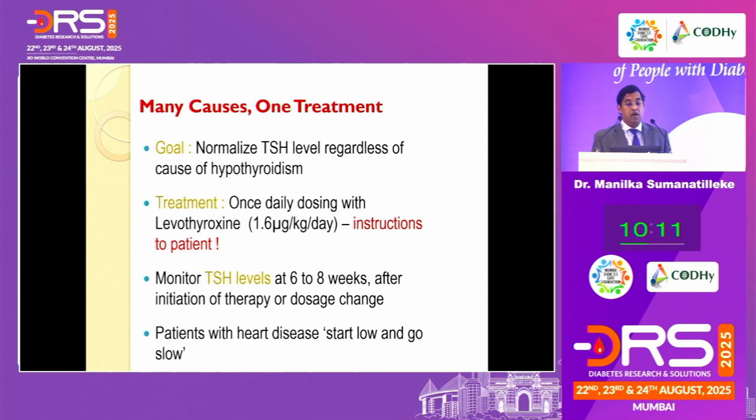It's very simple. Many causes, just one treatment we have, levothyroxine. In other countries like the UK, they have T3 also, but in this part of the world, we don't have T3. We treat with T4, which gets converted in the body to T3, the active form. 1.6 micrograms per kg per day is the general dose.